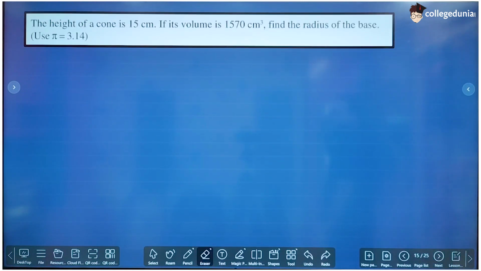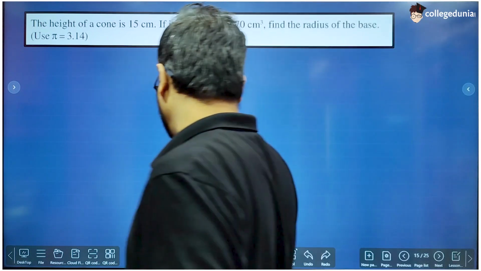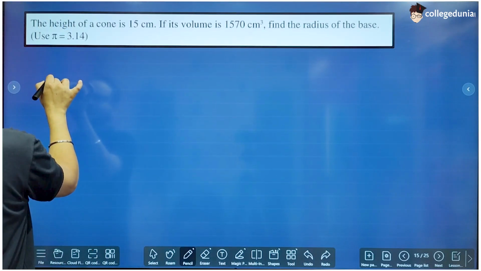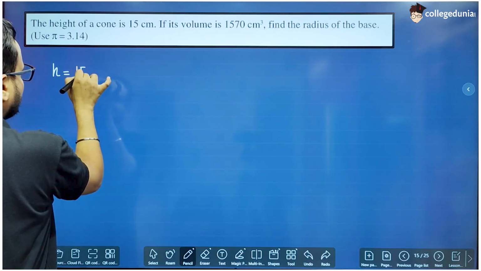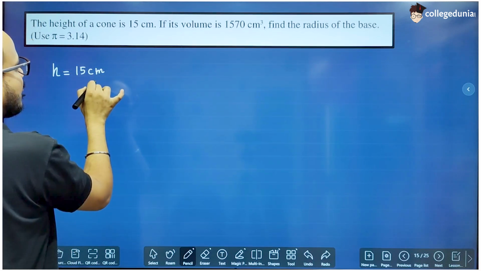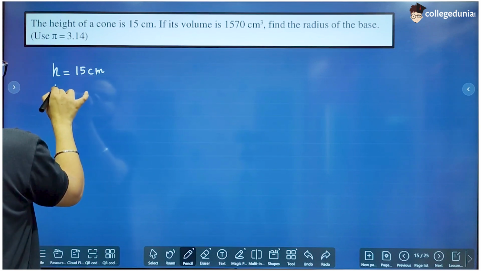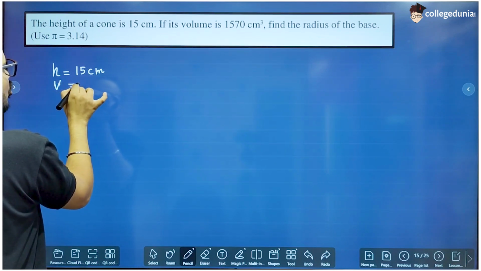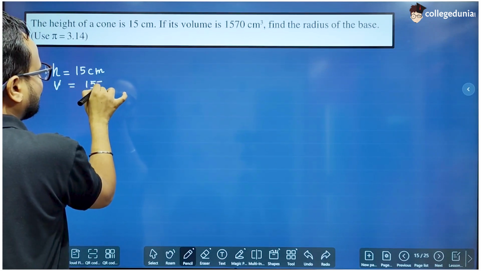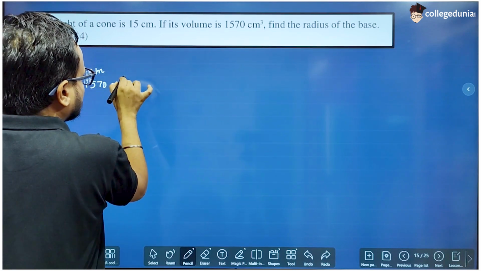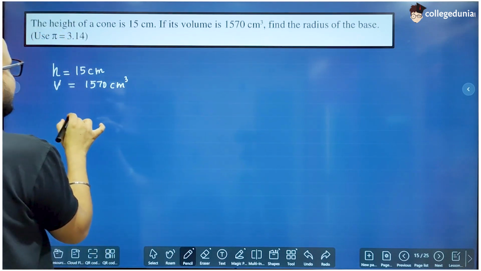Next, the height of a cone is 15 centimeter. Height is given as 15 centimeter. So height of the cone is 15 centimeter. Volume of the cone is 1570 centimeter cube. Find the radius of the base.